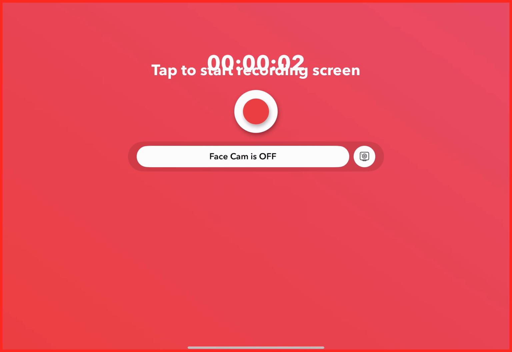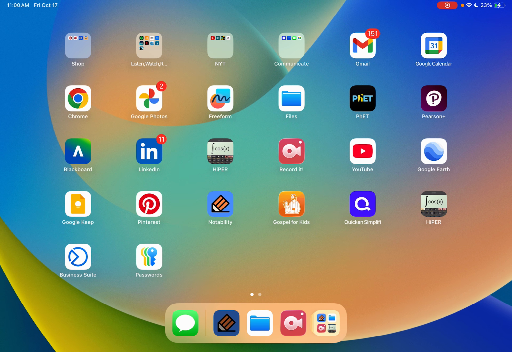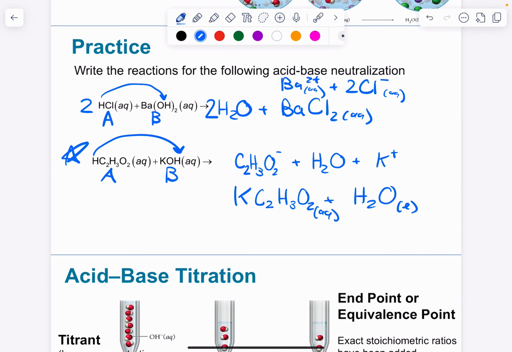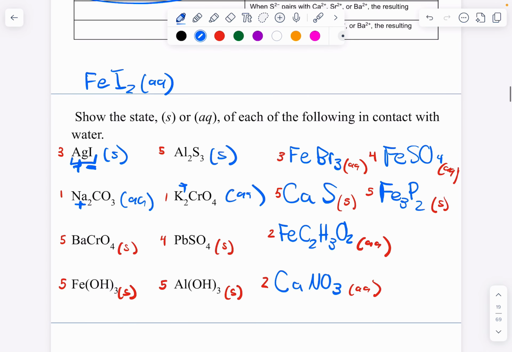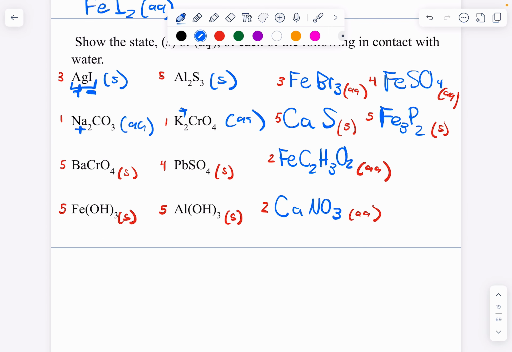Okay, so we're gonna start with a couple practice problems with the solubility rules to make sure you guys feel comfortable with that. I had a few more I was gonna add to it though, so let me copy those over from the last class.